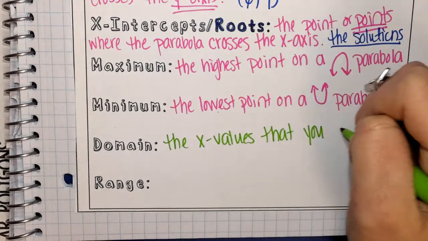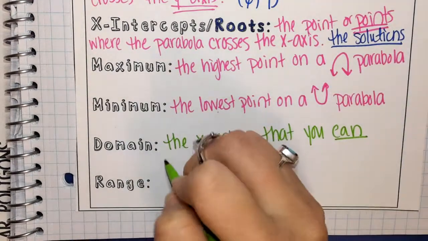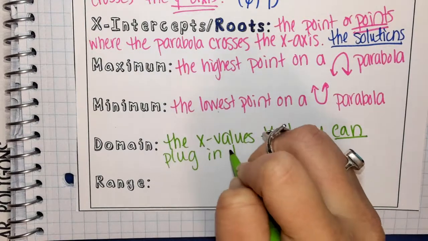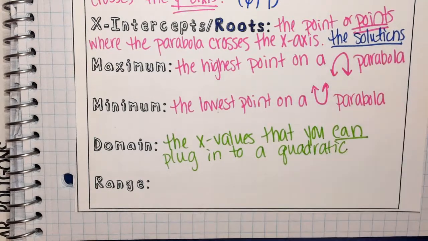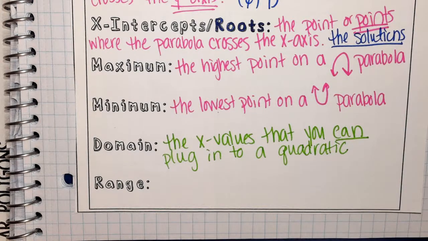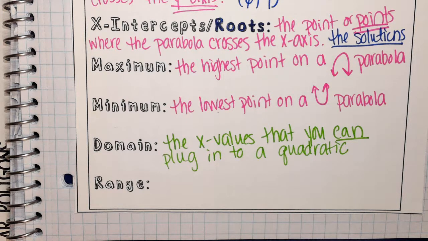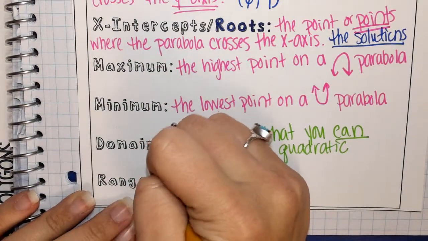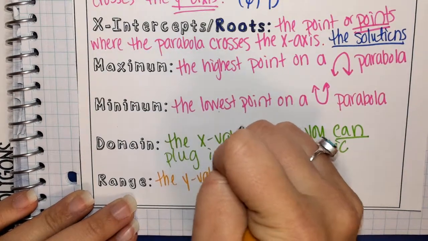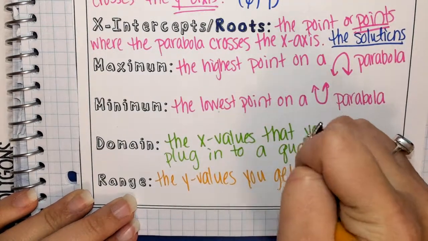So the domain, the X values that you can plug in to a quadratic. And I'm doing these in different colors because these are very important, the domain and range. Alright, so if the domain is the X values that you plug in, what's the range? The Y values that you get out. Good, both of you take a point. So the range is the Y values you get out.